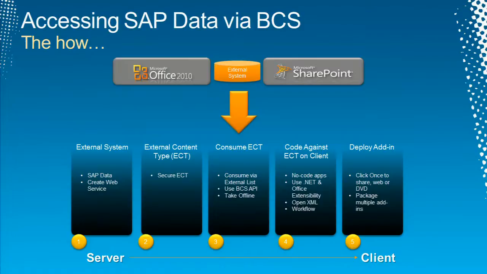Okay, so once we have the external content type secured, then we can now consume that data via an external list, so we can create an external list. And then once we have that, we can use the BCS API, we can take the data offline, we have a number of things that we can do with the data, and we'll see that. We can code directly against that external content type. And sometimes we can do it strictly with no-code ways.